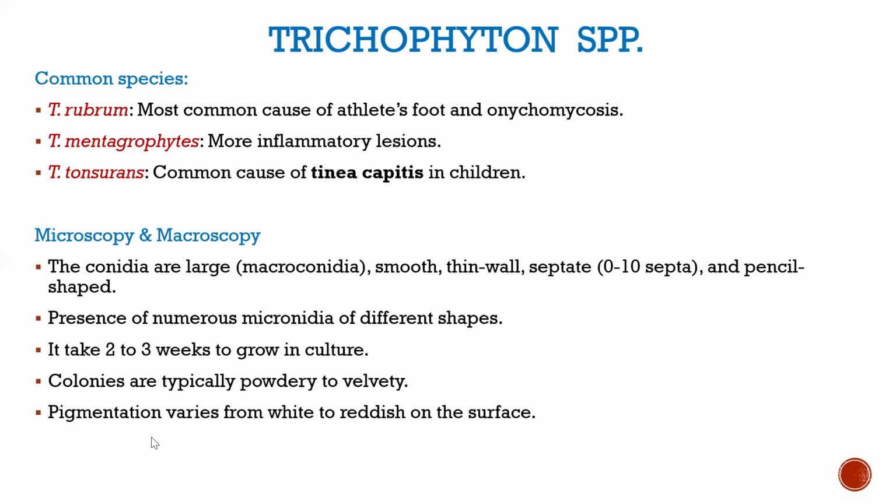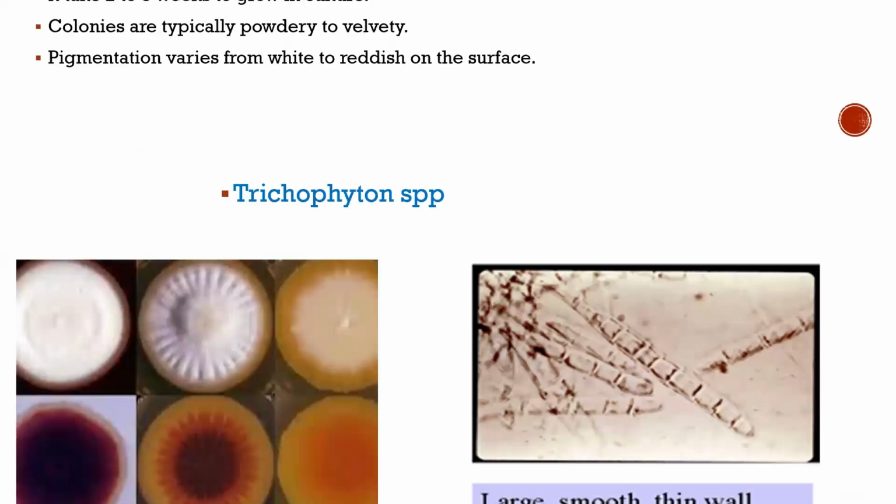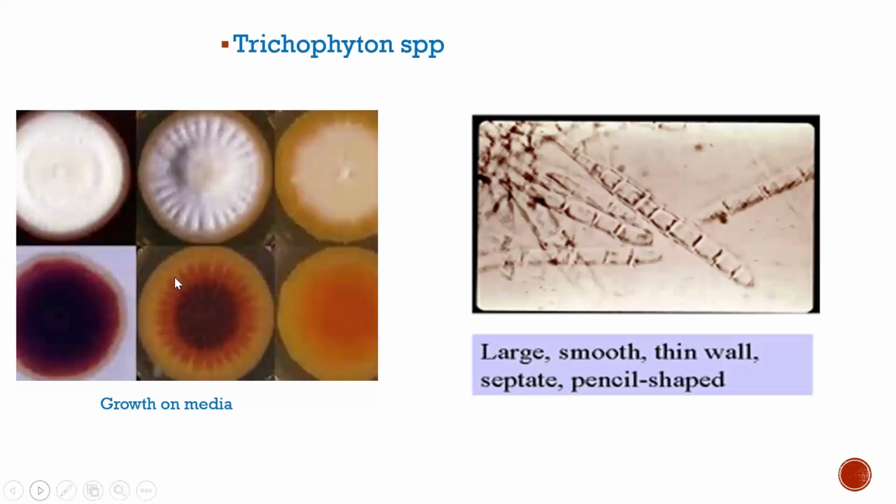Let me just show you a bit of what I'm talking about so that it's not like I'm just speaking English. So this is a species of Trichophyton when it was grown on the media. Can you see that some are whitish to reddish depending on how long? We said that it grows from 2 to 3 weeks. So depending on how long it has grown, it can go from whitish to reddish when grown on media.